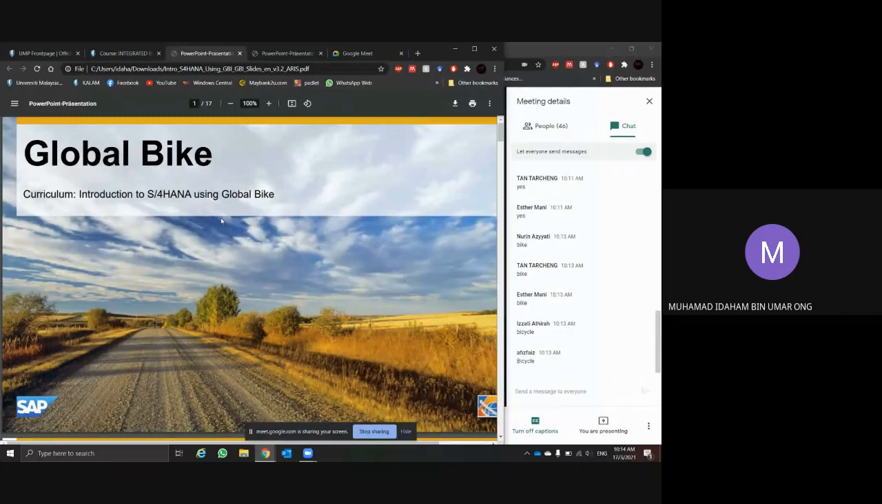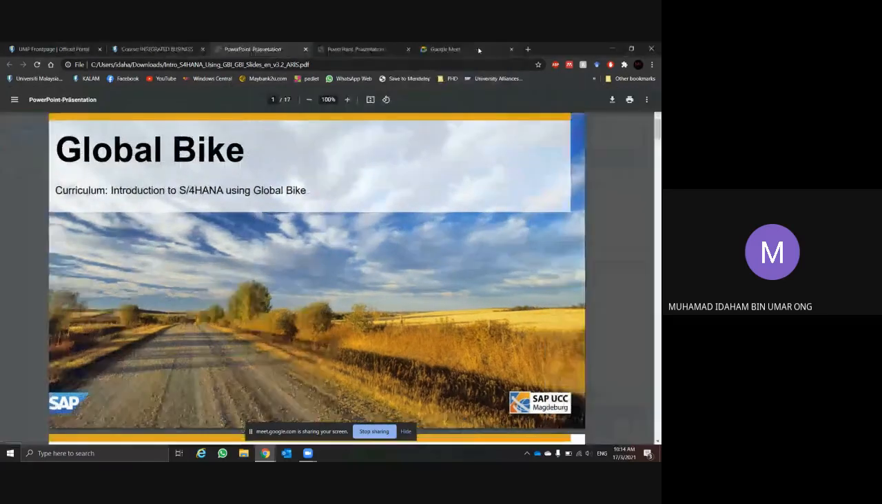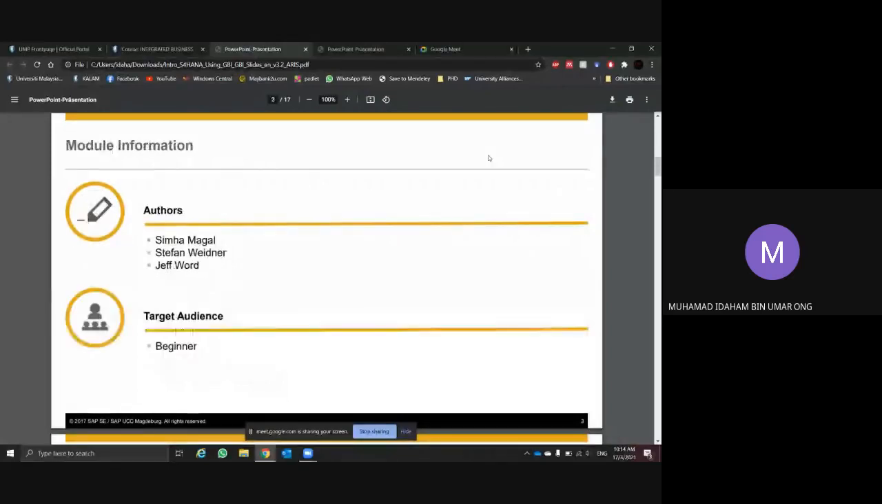Now, if you look at here, okay, now we're going to be using SAP S/4HANA, the latest version of SAP. We're going to base off model Global Bike, and also there is no prerequisite for this subject. Okay, the author has created this module, this chapter, and this is for beginners basically.